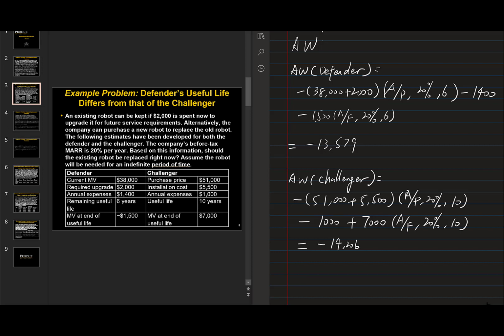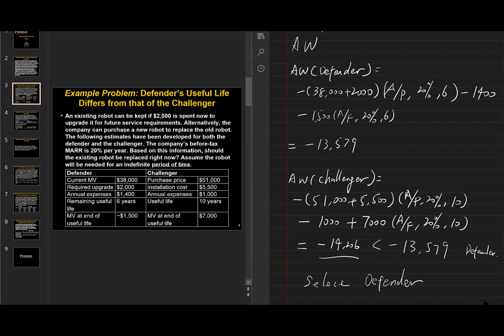Just notice that even though they have unequal length of useful life, since we're using the annual worth method, that will be fine. Now we can see this number is actually smaller than my negative 13,579, which is the Defender. So basically that means the Defender has lower cost. So we will select the Defender.